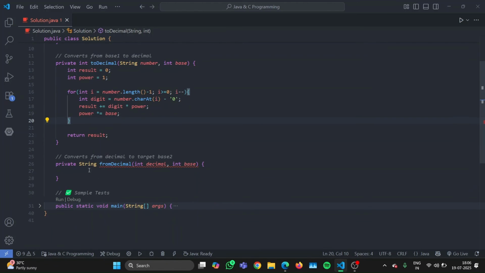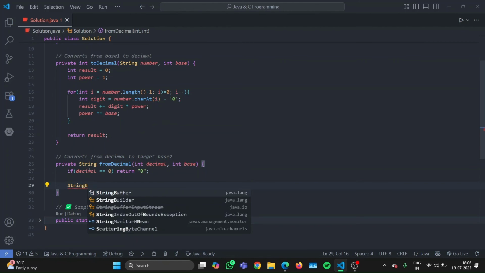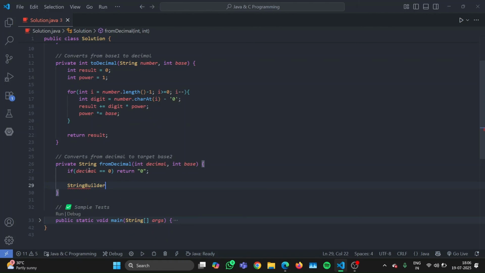Then we have to convert the decimal to the given base. The first thing we have to do is handle the edge case that when the number is equal to 0, simply return 0. And here we have to return it in the form of a string, so we have to return a "0" string. Then we have to create a StringBuilder object so that we can build the number in that particular base, which can exceed the integer value. That's why we are using the StringBuilder object.